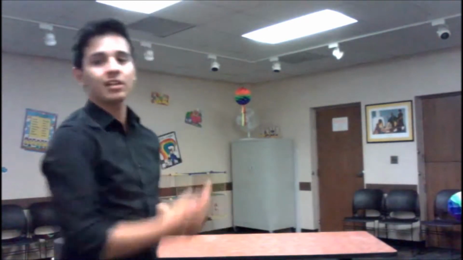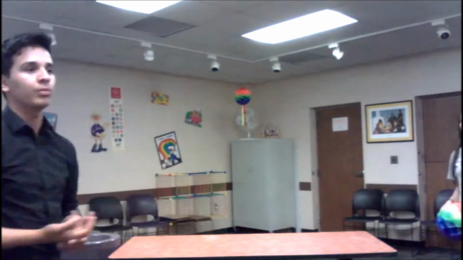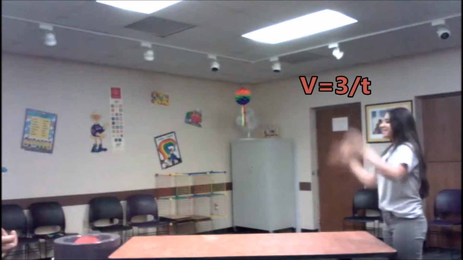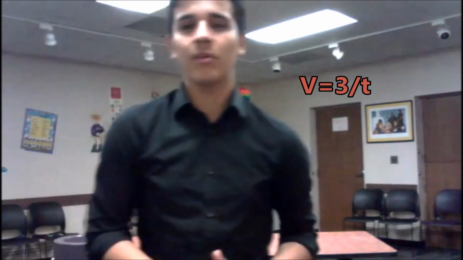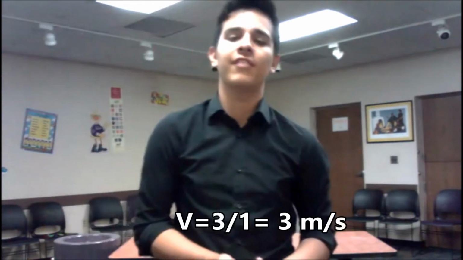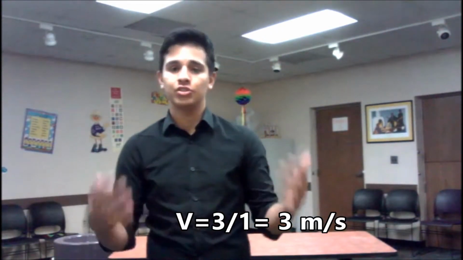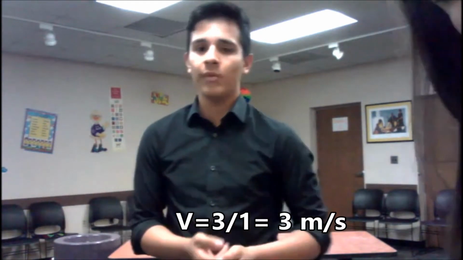So now to find the time, Melissa's gonna throw the ball into the hoop. Yes! That took around 1 second. So if we divide the distance, which is 3, over the time, which is 1, we get a velocity of around 3 meters per second.